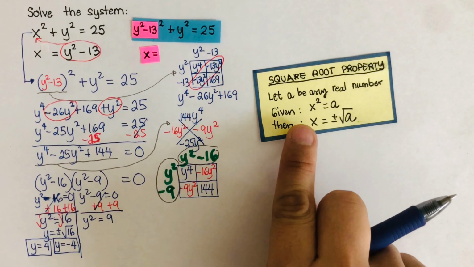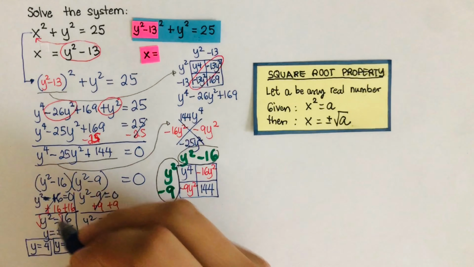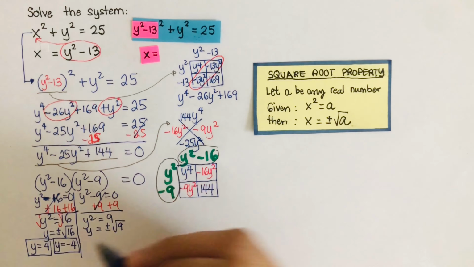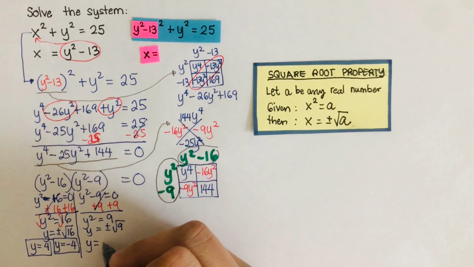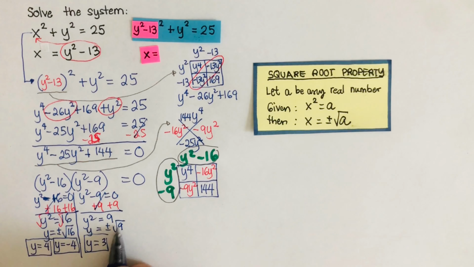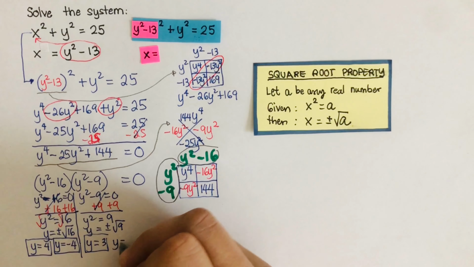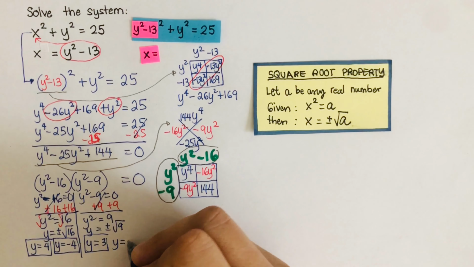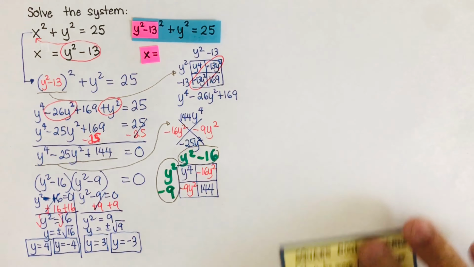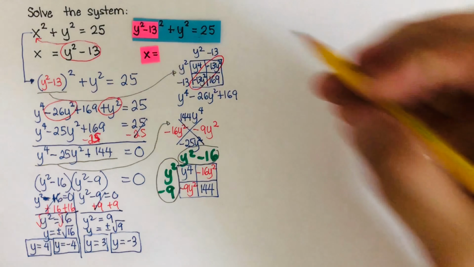We use the square root property right there. So then our y is actually plus minus square root of 9. So then y is actually positive 3, because the positive square root of 9 is positive 3. And then y is equal to the negative square root of 9, which is negative 3. So these are the values for the y. So then we can go ahead and move on to the second step.